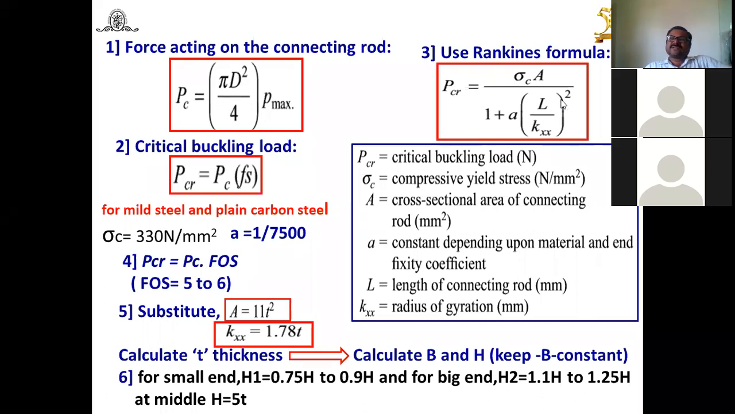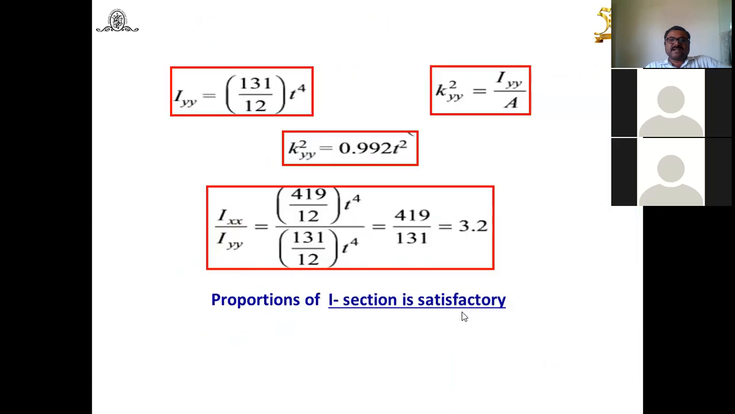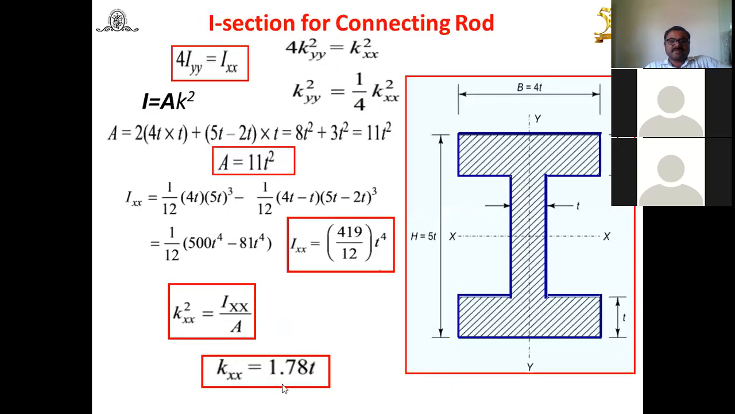Considering it as a long column, we are using Rankine's formula here, where sigma C is the compressive yield stress, A is the cross-sectional area, and a is a constant that depends on the material; its value is taken as 1 upon 7500. L is the length of the connecting rod and Kxx is the radius of gyration. I have already calculated Kxx in the earlier analysis: it is 1.78 T.